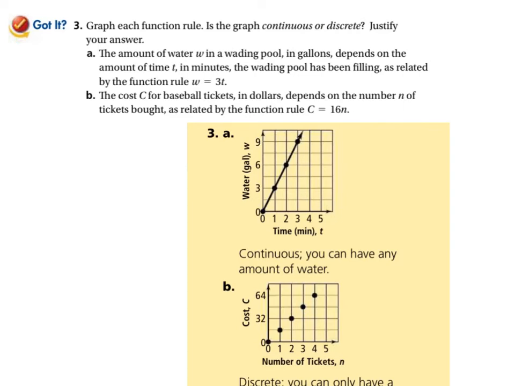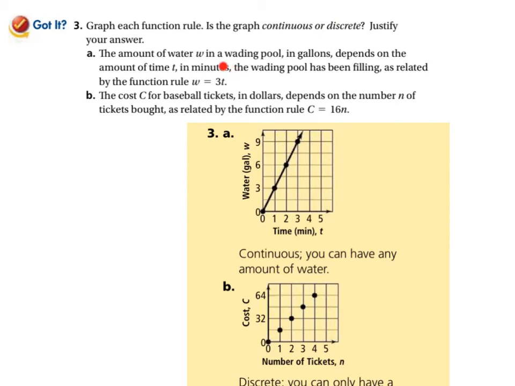Okay, so here's our discussion we had over continuous and discrete. Continuous, obviously, is a continuous line. Discrete means individual dots. The first one here, 3A: the amount of water, W, in a wading pool in gallons depends on the amount of time, T, in minutes, the wading pool has been filling, as related to this function, W equals 3T.